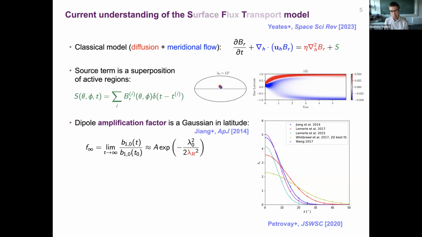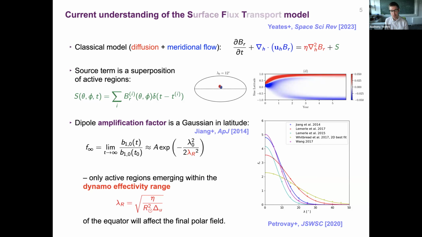And this parameter is actually important for the polar field because it basically sets how close to the equator you have to emerge in order to make any difference to the long-term polar field. Because you need the thing to be amplified, or at least not to decay. And so the width of this Gaussian essentially sets that distance.